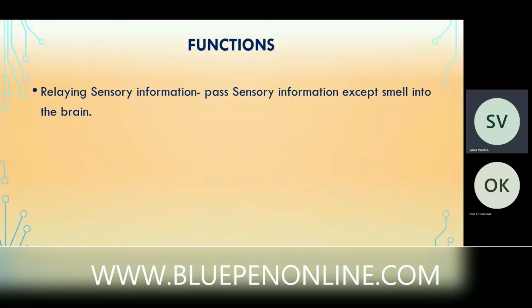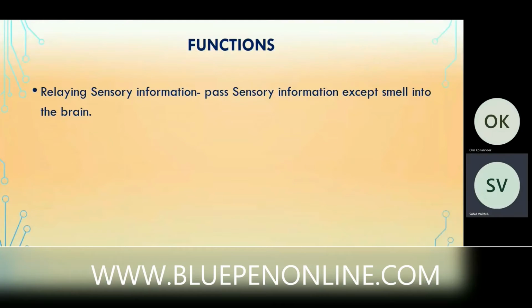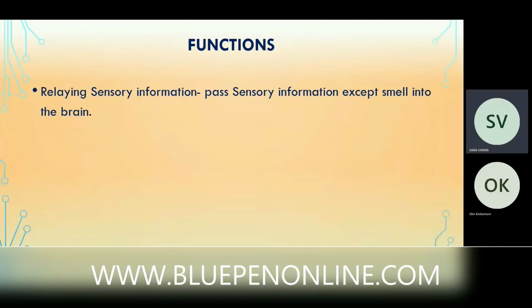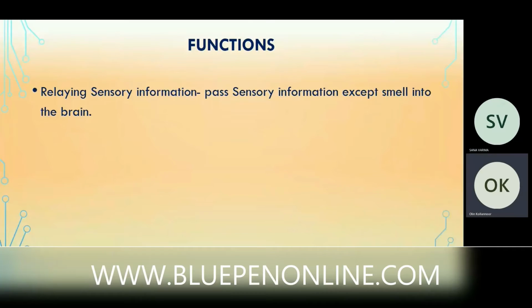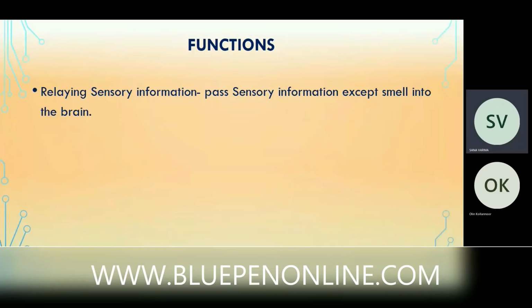So apart from smell sensation, all other sensations will pass through the thalamus. Where does the smell sensation pass through? It doesn't have any other structures in between. It is a direct connection between the receptors in the nasal cavity and the olfactory nerve. Through the olfactory nerve, it reaches the temporal lobe of the cerebral cortex. It doesn't pass through the thalamus.